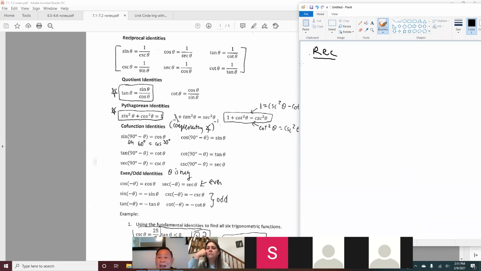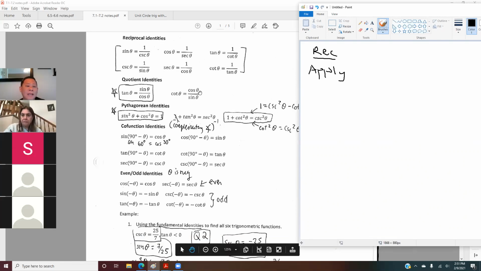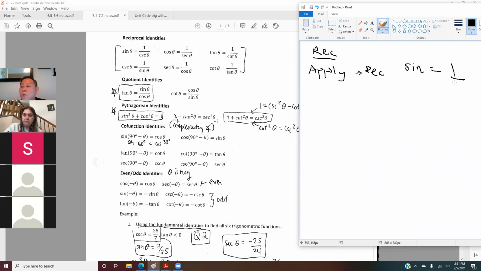So for the reciprocal identity, in order for you to apply this, you have to take the reciprocal. So example is the reciprocal of it. Okay, and also I want to point out to you that all these identities you can actually perform solving. So we know that sine theta is 1 over cosecant theta, but if you multiply cosecant theta to here, sine theta times cosecant theta is equal to 1. You guys with me here?